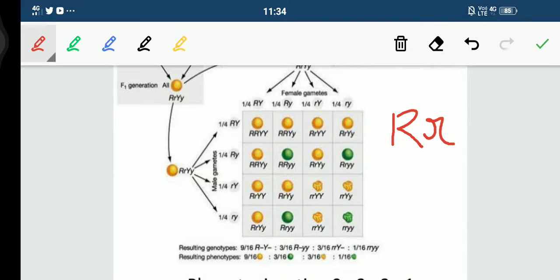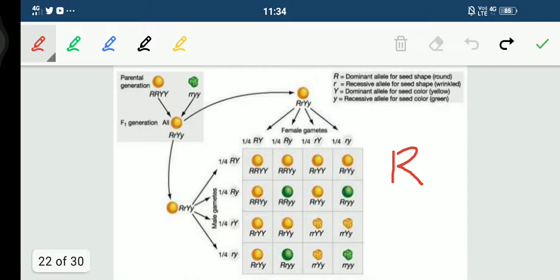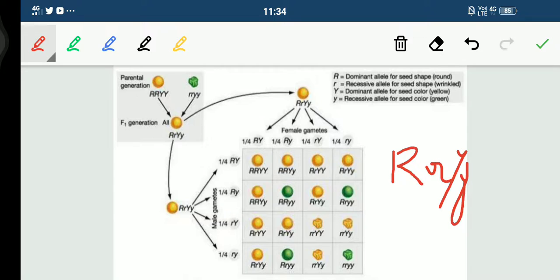and capital Y. See, capital R, capital Y, small y. Fine. So see, here four different gametes have been formed. Suppose this capital R gets fused with this capital Y. So you can see capital R, capital Y has been formed here.